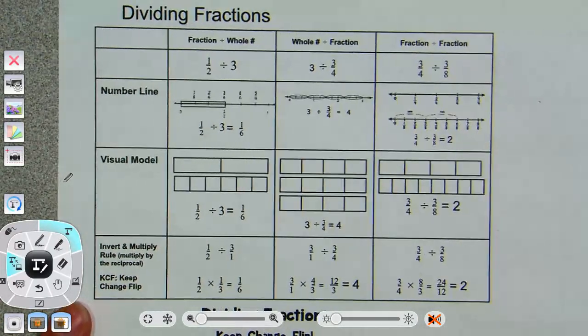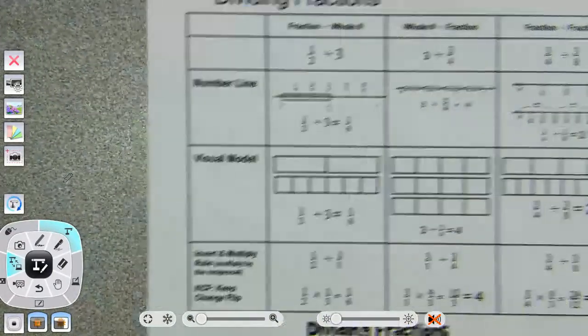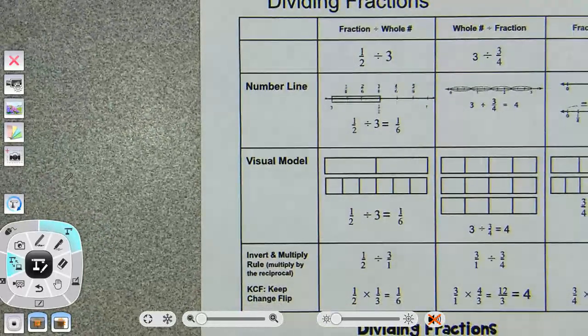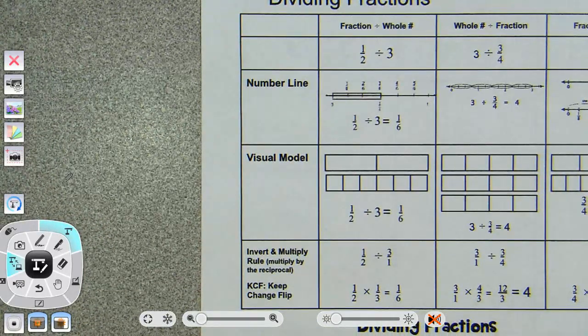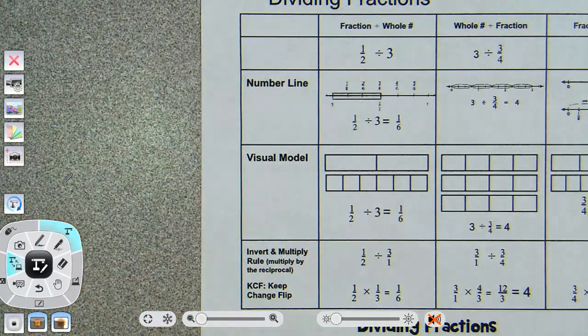Okay, so dividing fractions, we're gonna zoom in on this first column and we're just gonna start there. The first thing we're going to notice is that we're going to start with an example that starts with a fraction and is divided by a whole number. And a real life example would be, I have a half a pan of brownies and I want to share it with three people. And I want to know how much of the pan of brownies does each person receive.